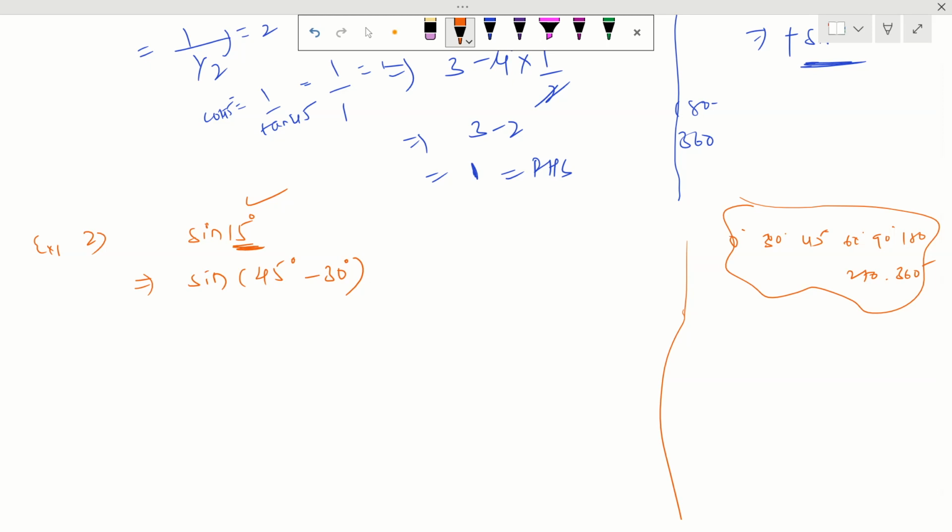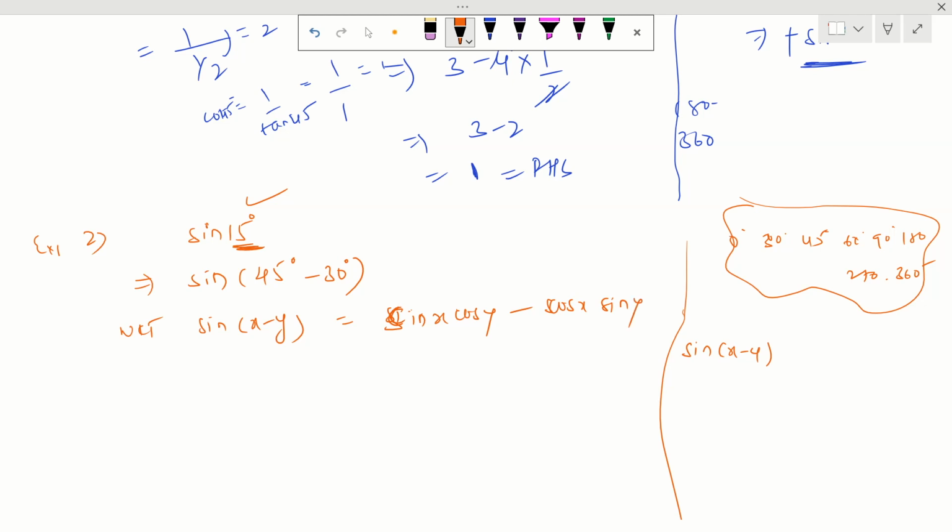Sine of 45 minus 30 degrees is sine 15 degrees. Now, which form is it in? It is sine of x minus y. The formula for sine of x minus y is sine x cos y minus cos x sine y. This is the formula, right?